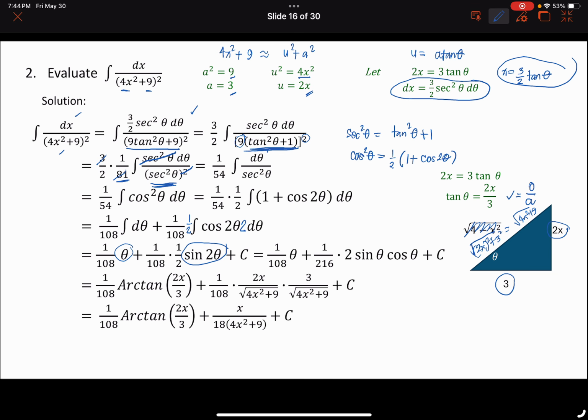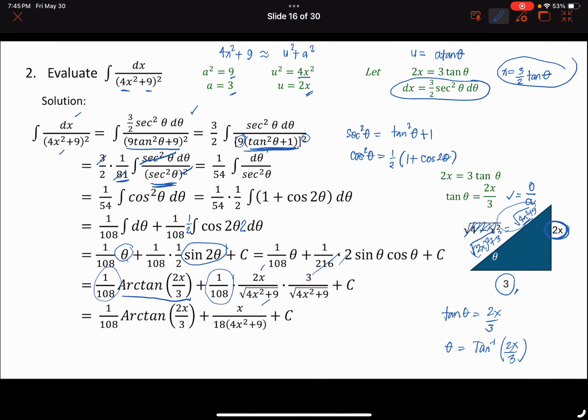With that, we have tangent theta is equal to 2x over 3. So theta is inverse tangent of 2x over 3. So 1 over 108, theta is arctangent of 2x over 3. And then we have 2 and 216 would cancel out as 1 over 108. Sine theta is opposite 2x over hypotenuse. So 2x over square root of 4x squared plus 9. And cosine theta is adjacent over hypotenuse plus c.